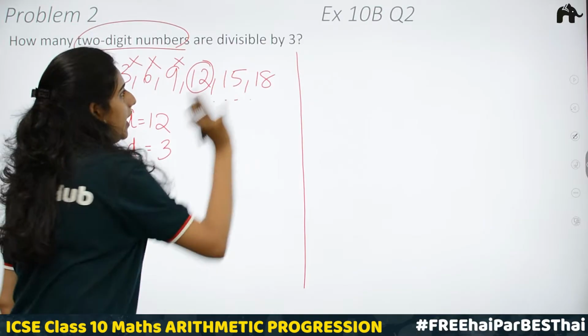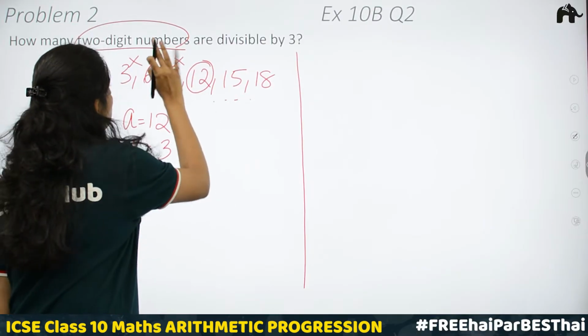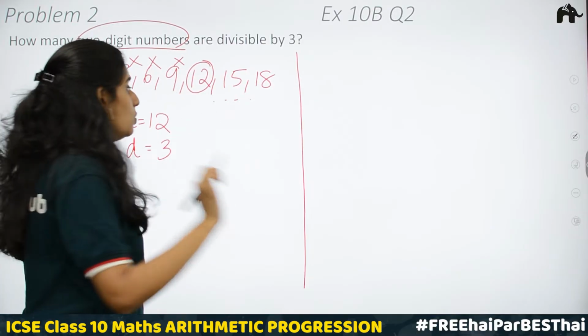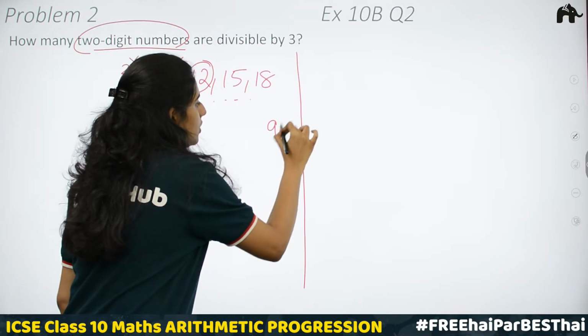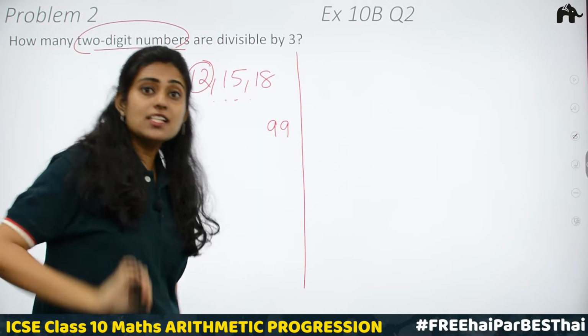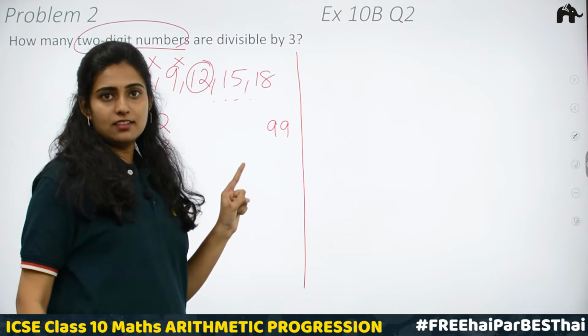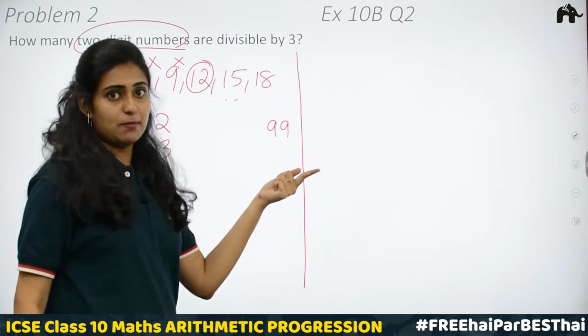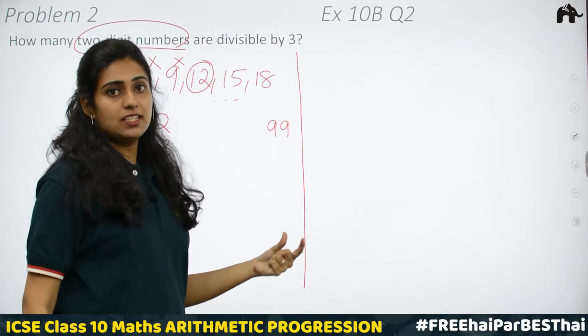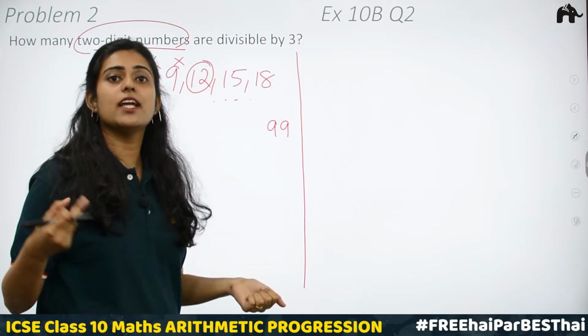Now, up to where? We need only 2-digit numbers. 2-digit numbers end at 99. The largest 2-digit number is 99. Is 99 divisible by 3? Yes, 99 is divisible by 3. 99 divided by 3, we get 33 as quotient and remainder is 0.